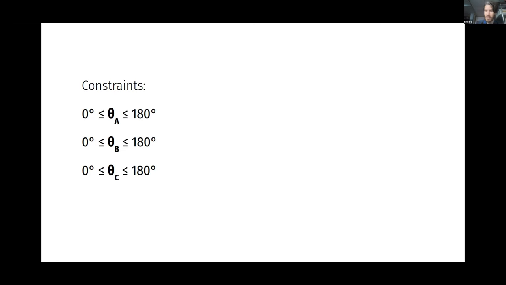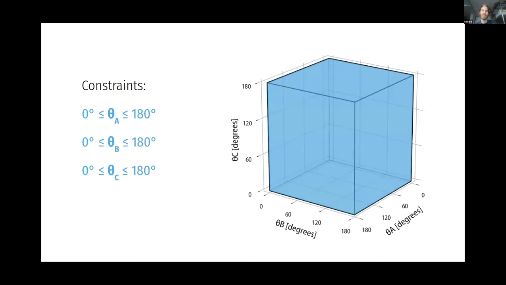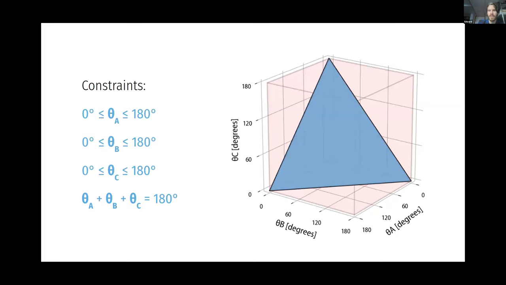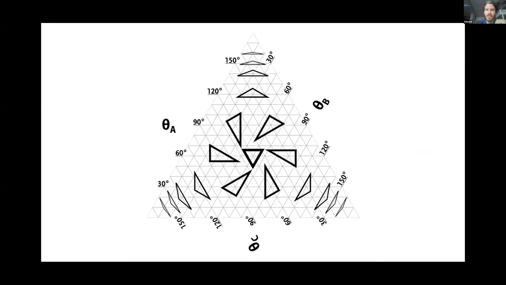Geometrically, these limitations can be thought of as making a cube of a design space that's 180 degrees on each side. Of course, there's another limitation for flat triangles. The angles have to sum to 180 degrees. Geometrically, this forms a plane that intersects with the previous cube to form a triangle between three of the cube's corners. Our 3D design space is now looking kind of 2D, and this sort of flattening occurs whenever there's an equality constraint that's used to define a design space. And again, triangles are pretty basic, but this helps illustrate the geometric way of thinking about these design spaces.